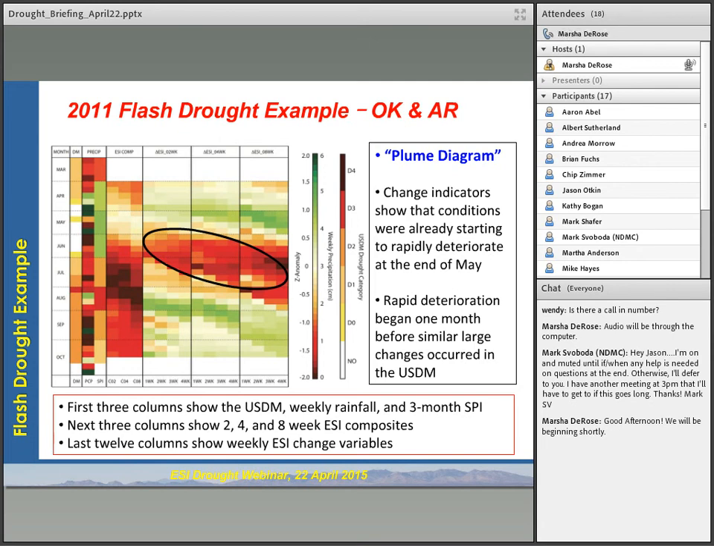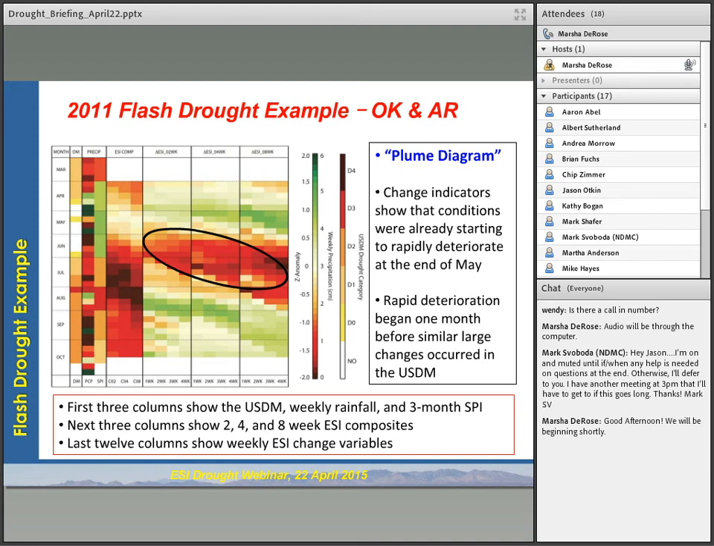And then the last 12 columns on the right show change anomalies depicting how rapidly those ESI composites are changing with time. With these change anomalies, red colors indicate conditions are deteriorating rapidly, whereas green colors indicate conditions are improving rapidly. This slide shows conditions, again, averaged over eastern Oklahoma and western Arkansas during the 2011 flash drought. So overall, you can see that conditions had improved during April and the first half of May in response to the heavy rainfall that occurred during that time period.